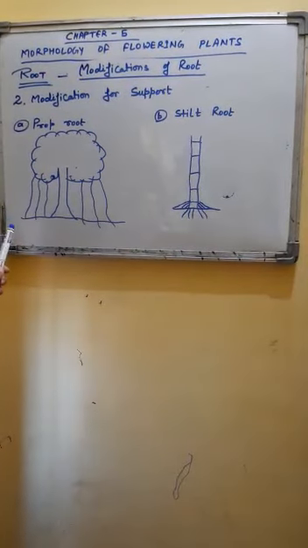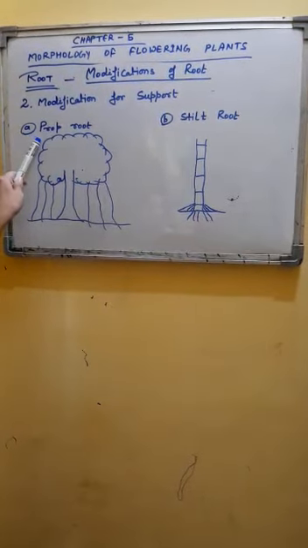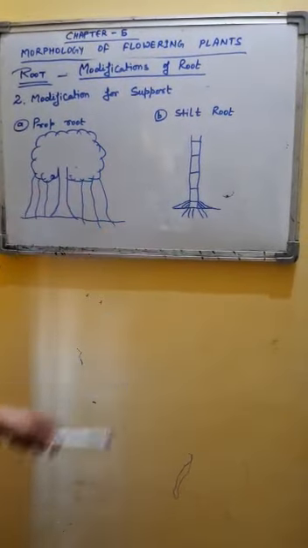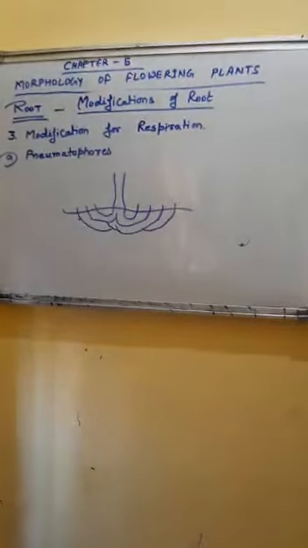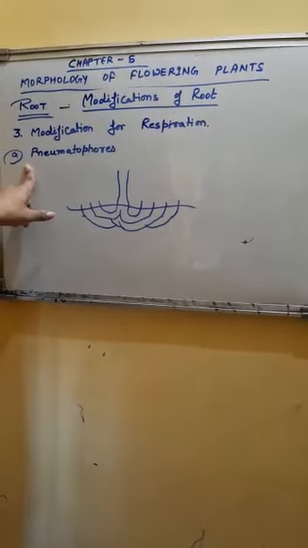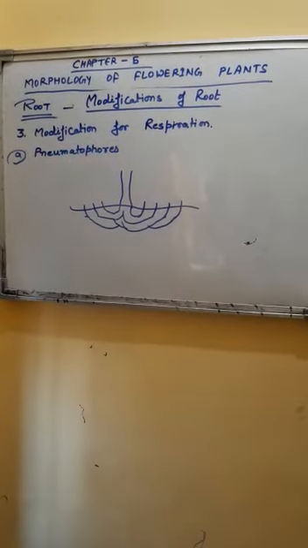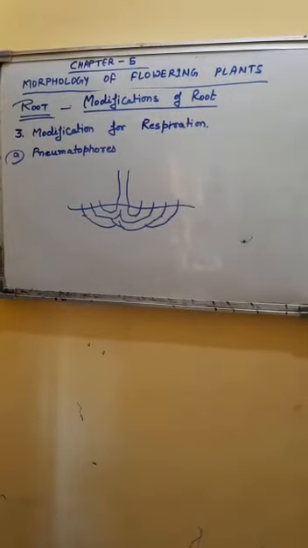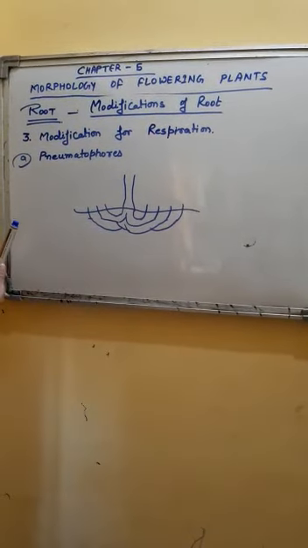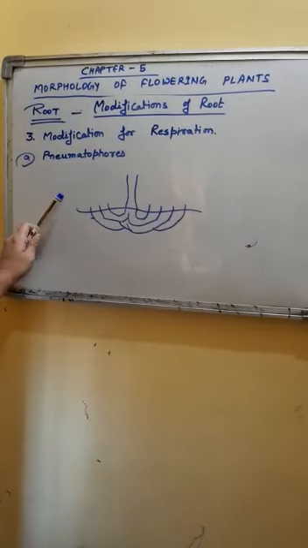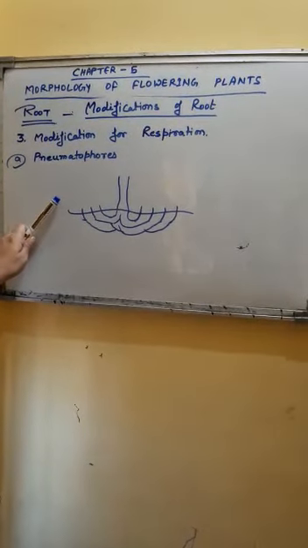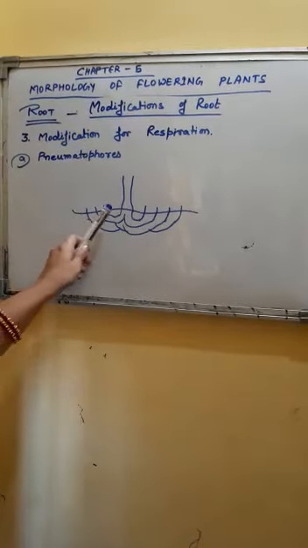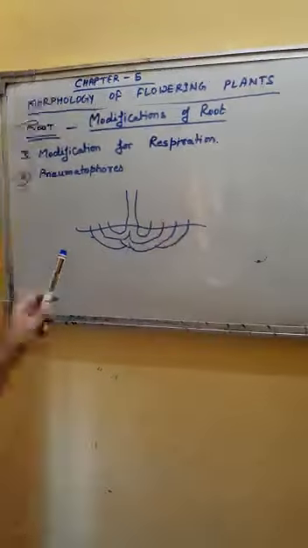Roots are modified for support in case of prop root, example is banyan tree, and stilt root, example is sugarcane and maize. The next type of modification is found for respiration. Sometimes roots are modified for respiration. Such type of roots are present in mangroves. Basically, mangroves are the plants that grow in marshy areas, marshy lands. Here, the soil is filled up with water.